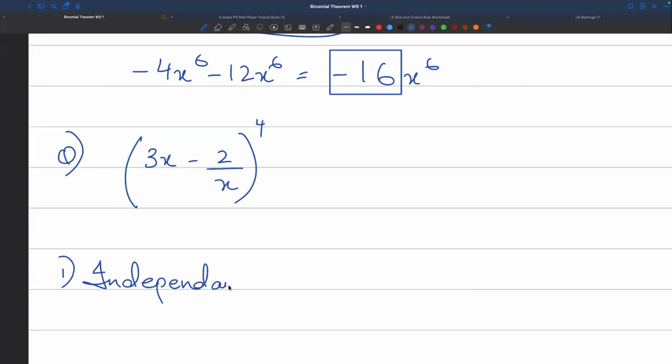Independent of x. What does independent of x mean? x power is 0. When do you think you will get x power 0? What will you do that will give you x power 0 directly? Rather than expanding the whole thing, what should I take? 4c1, 4c2, 4c3 or 4c4 that will give you x power 0?